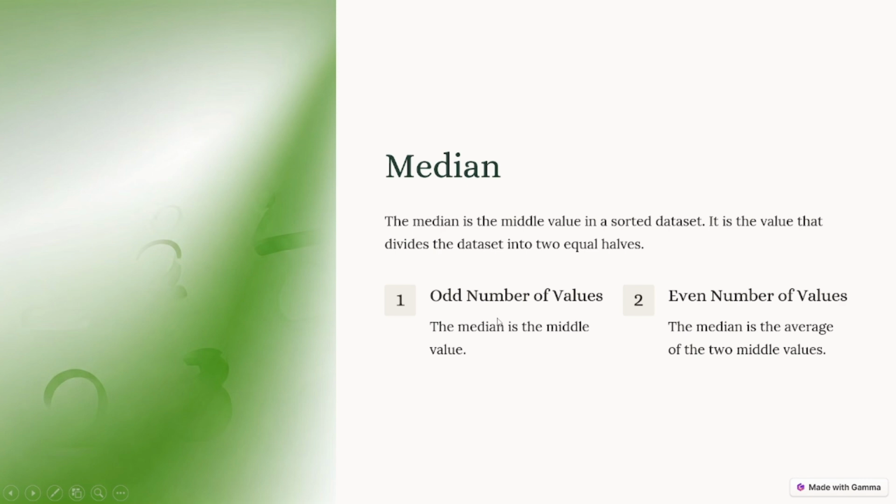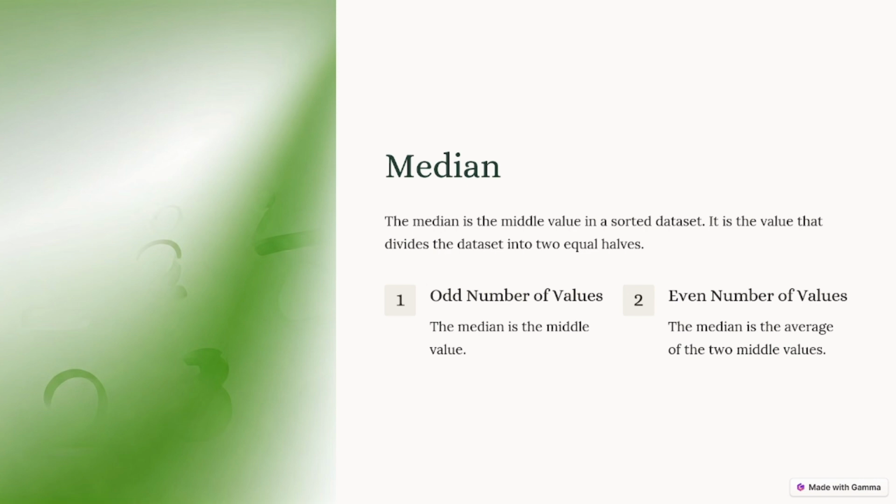So let's see what is median. The median is the middle value in a sorted data set. It is the value that divides the data set into two equal halves. So there are two conditions. If you have an odd number of values, then you can easily find the median. Median means the middlemost observation.